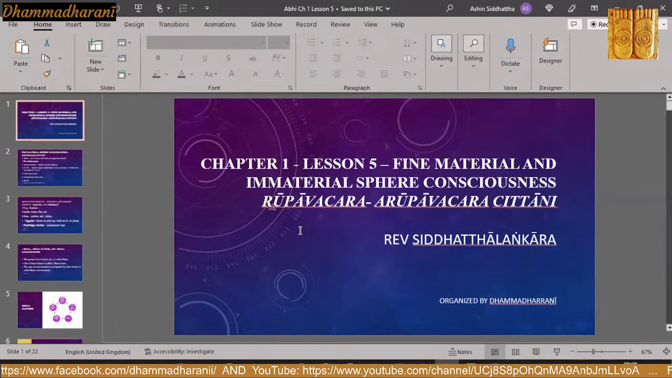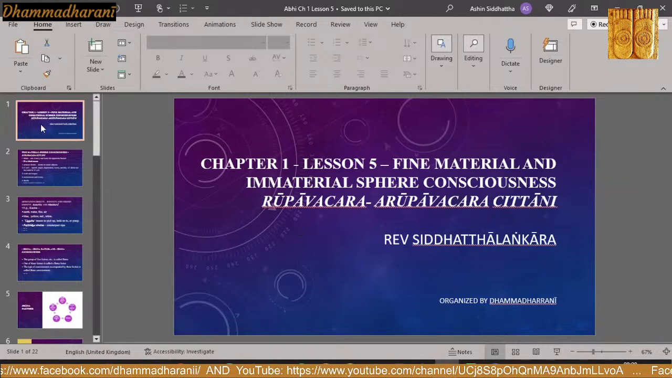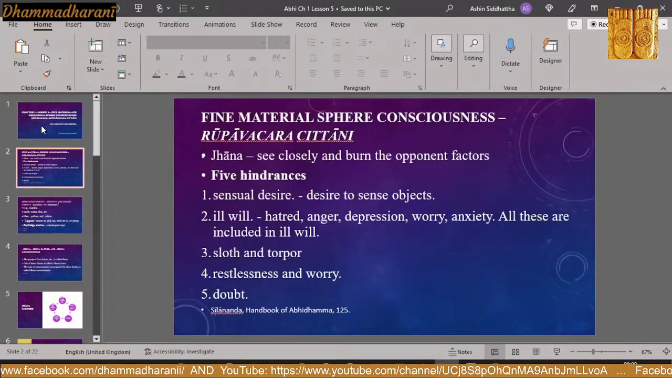Today we are going to learn fine material and immaterial sphere consciousness. In Pali, we call them Rūpāvacara and Arūpāvacara Citta. Before learning these, first we should know the meaning of jhana. Actually, there are two interpretations given in the commentaries. Jhana means to see closely or observe closely, focus closely, pay attention closely. That's one meaning of jhana.